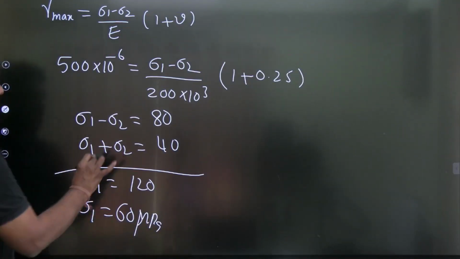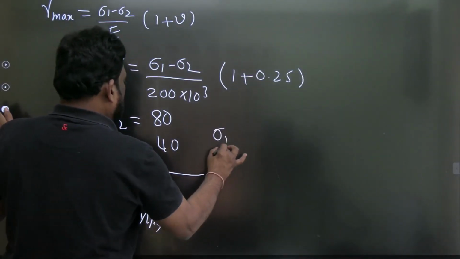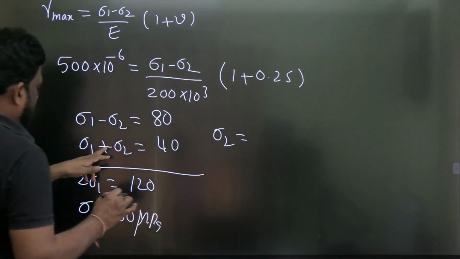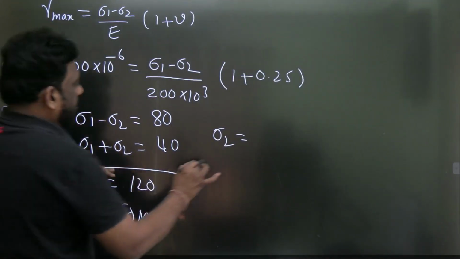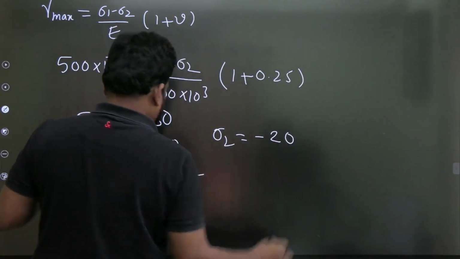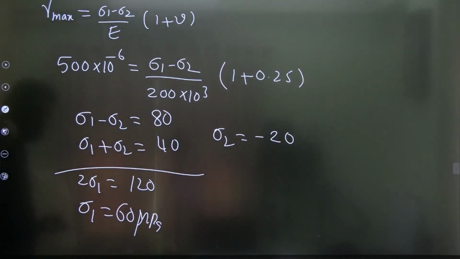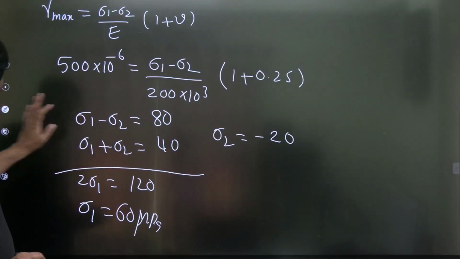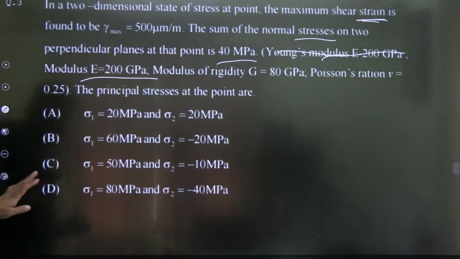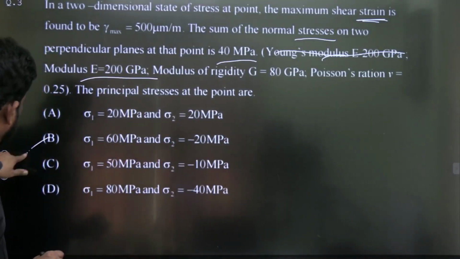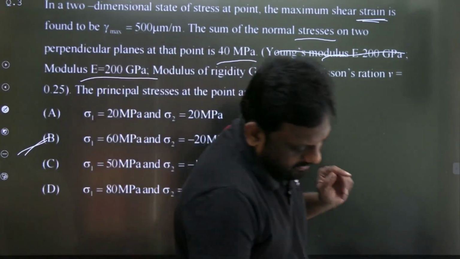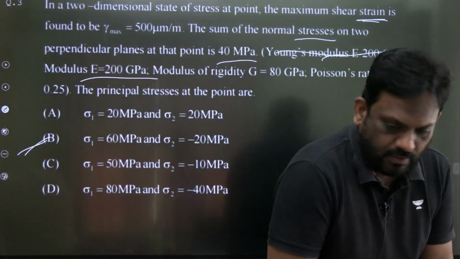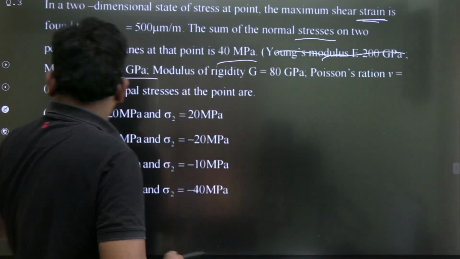And what will be sigma 2? Sigma 1 is 60, so sigma 2 is equal to minus 20 if I am not wrong. Yes, 60 and minus 20. B is the right answer: 60 and minus 20. Okay, let's go to the next question.